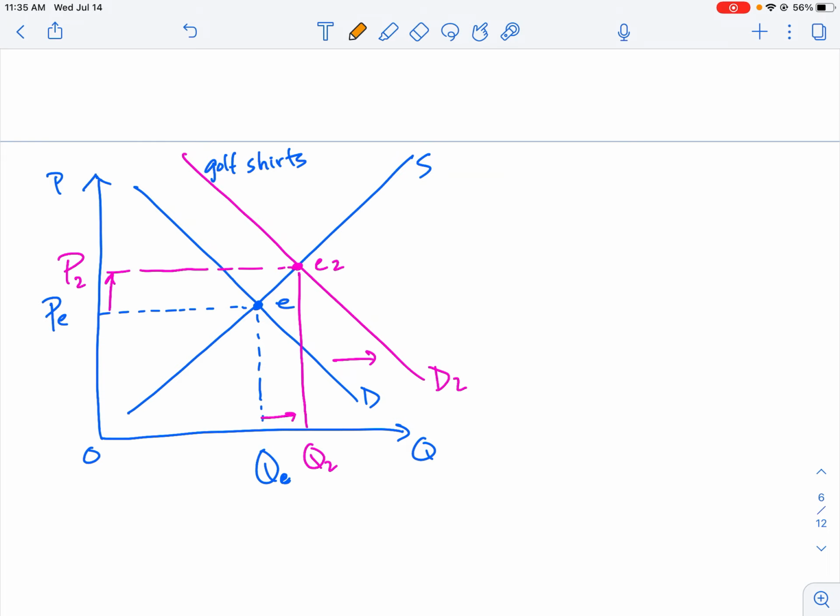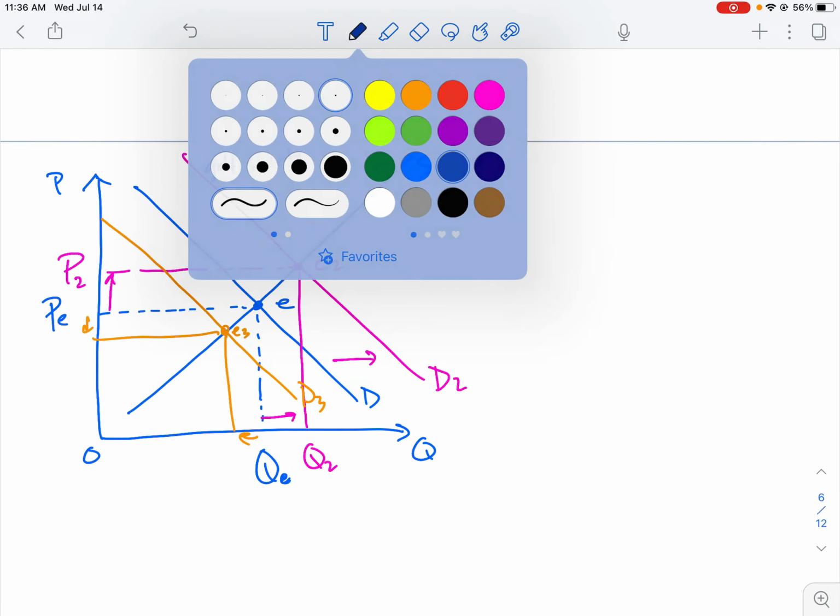If that causes the demand for golf shirts to decrease, then you'd be looking at, right, a new equilibrium down here with a lower price and a lower equilibrium quantity. Right, so demand could shift either way. You can have shifts in supply.